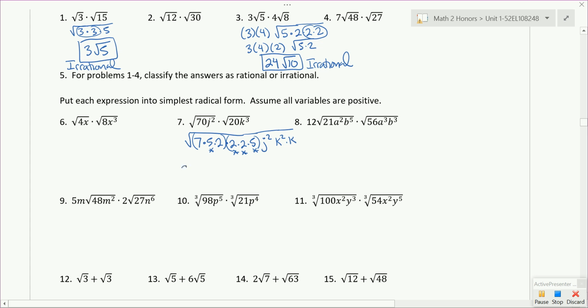So I am going to have 2 times 5, take the square root of those. I got j and a k. Those leave the square root, and what's left behind is the 7 times 2 times k. So we end up with an answer 10jk square root 14k.